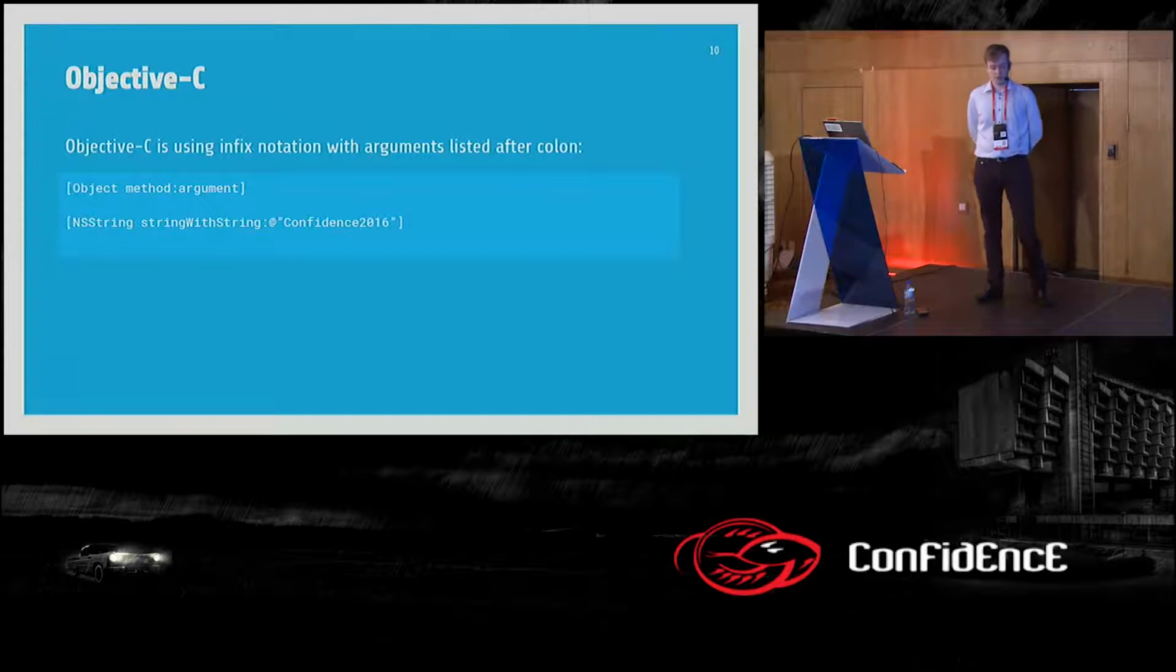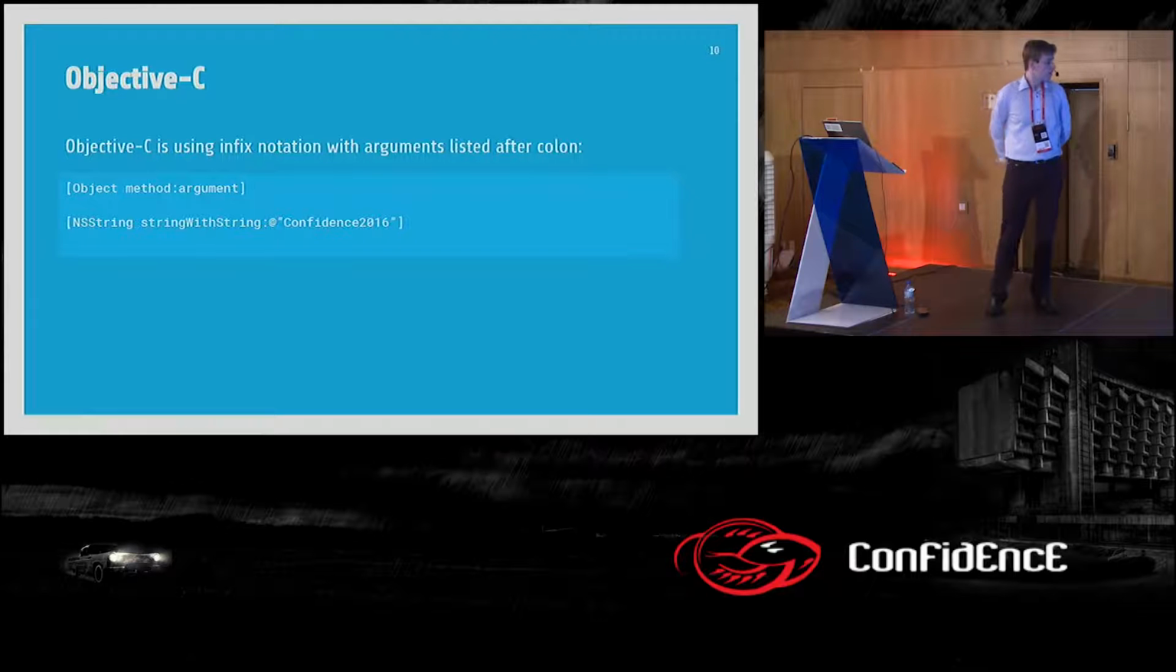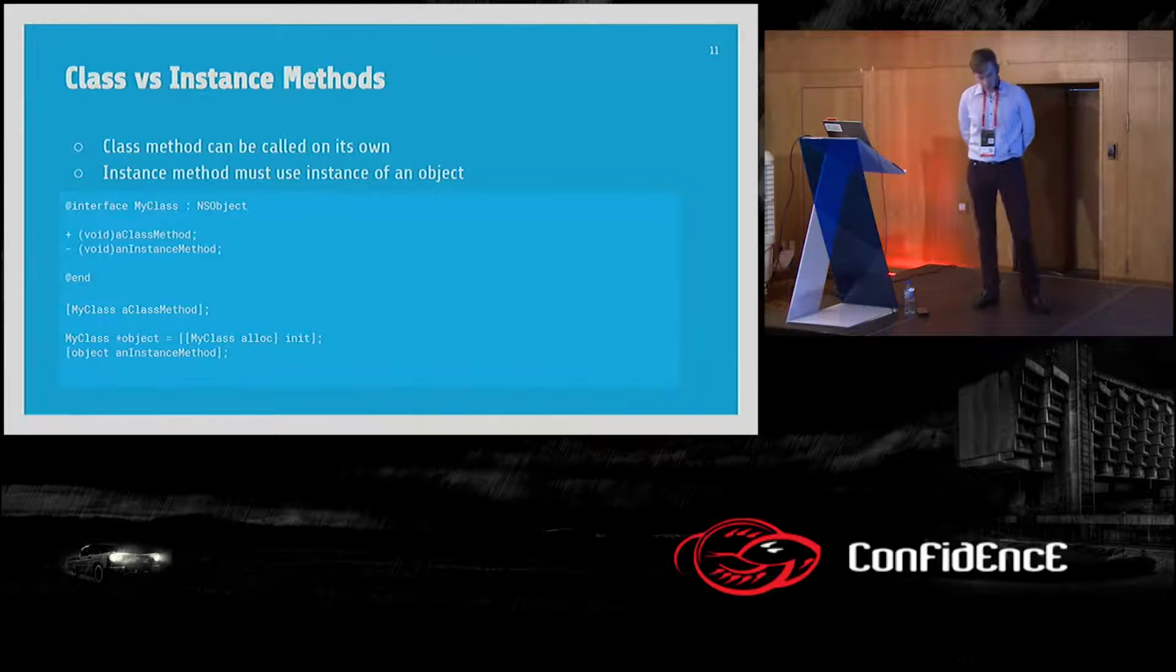So one of the features is it uses infix notation. You can see that, first of all, you use square brackets. When you want to call a method on a particular object, you have the object, then the method, and then after a colon, you have arguments. So if you want to initialize an instance of a string class with the string "Confidence 2016", you actually pass a method, string, with a parameter. This is actually a string with the @ sign. Simple as that.